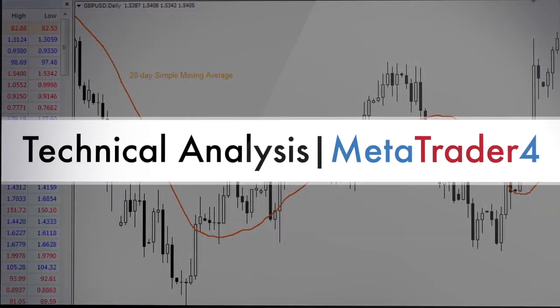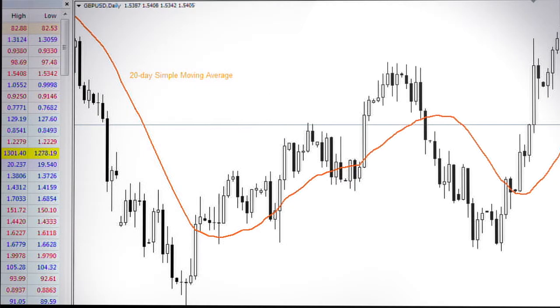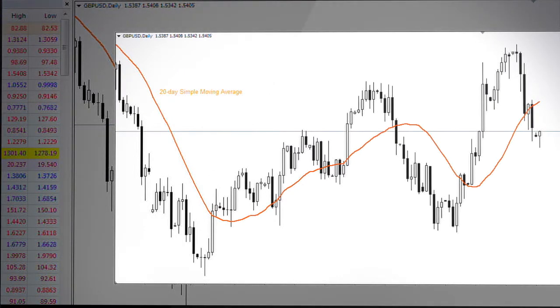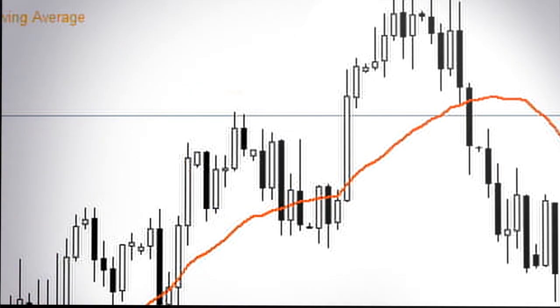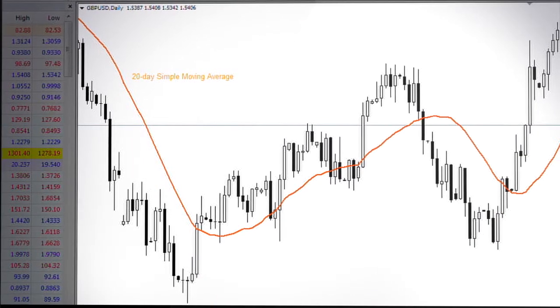Now we'll move to our trading platform, MetaTrader 4, in order to learn how one can use indicators for trading. Here is an example of using a moving average. One way to use it is simply by referring to the slope of the moving average that would dictate the trend. So an upslope here would indicate the uptrend, and the downslope means a downtrend.